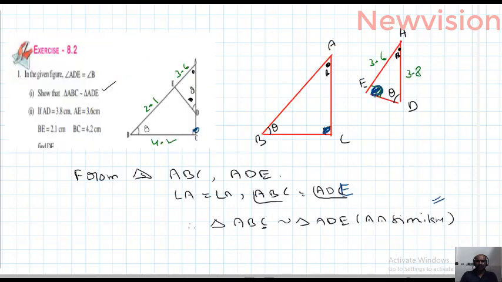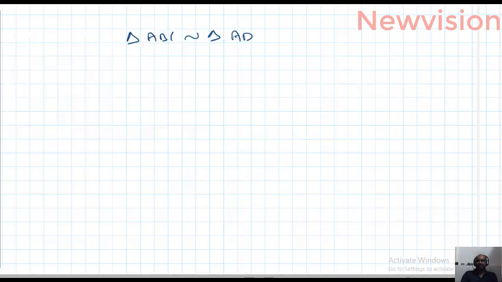Triangle ABC is similar to triangle ADE. From this I want DE, so first of all write BC by DE equal to AB by AD, which is also equal to AC by AE, but I don't want that. In an examination you need to write: if two triangles are similar, the corresponding sides are in proportion. Okay, now I want to substitute the values.